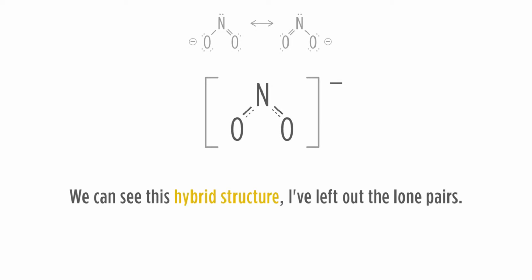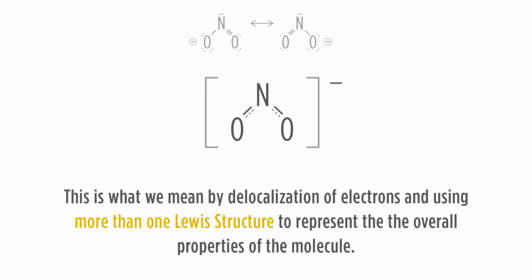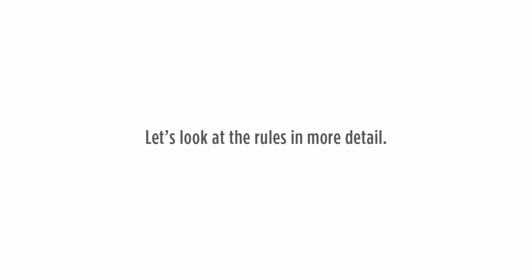I've left out the lone pairs, but you can see that it can be considered that the nitrogen and oxygens are partially double bonded, and that we don't have one oxygen double bonded and the other one single bonded. This is what we mean by delocalization of electrons and using more than one Lewis structure to represent the overall properties of the molecule. Let's look at the rules in more detail.